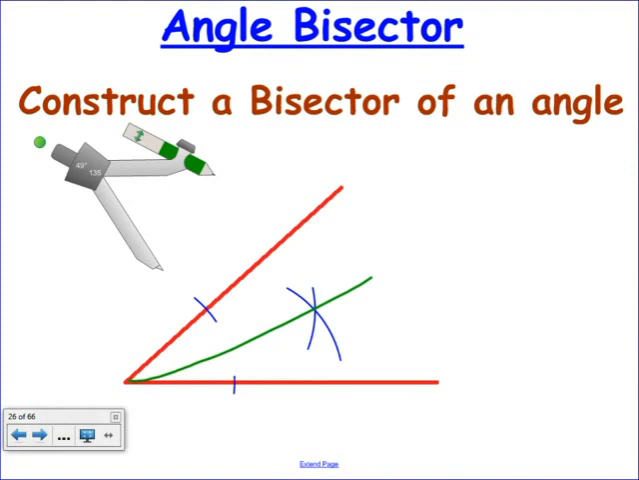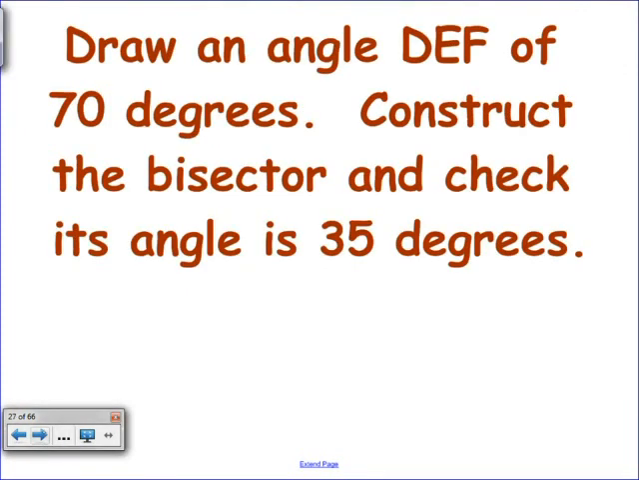So to cut an angle in half, we don't care what we set on the compass. You can set anything, as long as it doesn't change. Put a nick on each of the 2 lines, and then put the compass on each of those 2 nicks, and put an arc into the centre. So what I'd like you to do is draw an angle DEF of 70 degrees, and you can use your protractor for that.